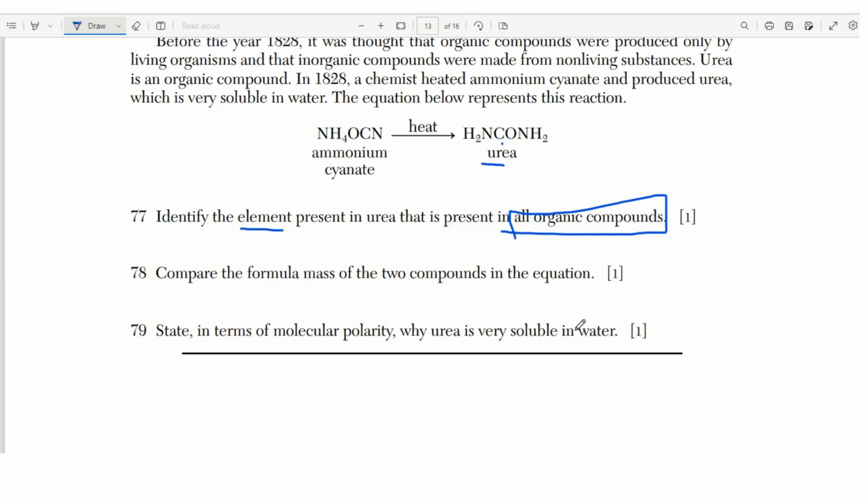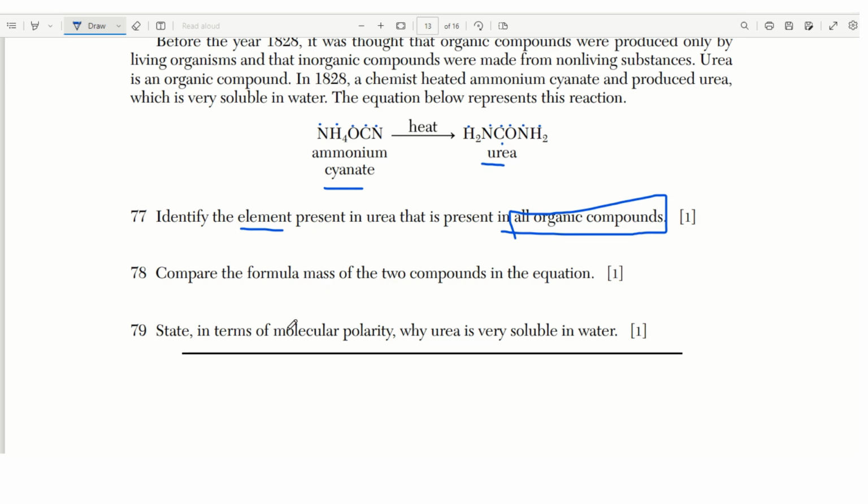Number 78. Compare the formula mass of the 2 compounds in the equation. Okay, well, now I could calculate the formula mass, but what I'm going to do is see what elements we have. So I have this, and it has 2 nitrogens. This has 2 nitrogens. Okay. This has 4 hydrogens. This has 2, and 2 is 4 hydrogens. This has 1 oxygen, and this has 1 oxygen. And this has 1 carbon and 1 carbon. Oh, that's it. It accounts for everything.